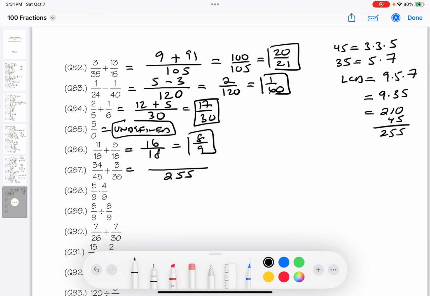45 is 3 times 3 times 5. 35 is 5 times 7. And the LCD is going to be 9 times 5 times 7. 5 times 7 is 35. 9 times 35, I just made that mistake, and I just see it again. And someone says, how do you know you made a mistake? I couldn't get 255 from 45. Didn't sound right to me anyway. Let's do it again. 9 times 30, that's 270. And 9 times 5 is 45. And what do you get there? You get 315.